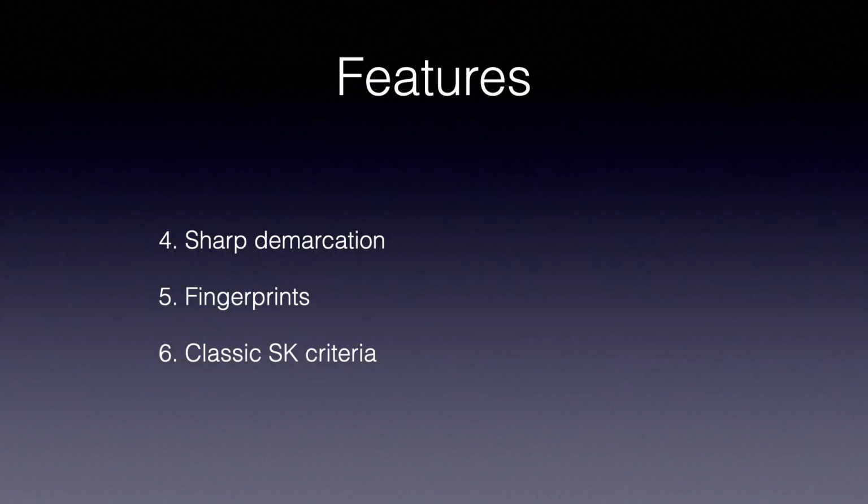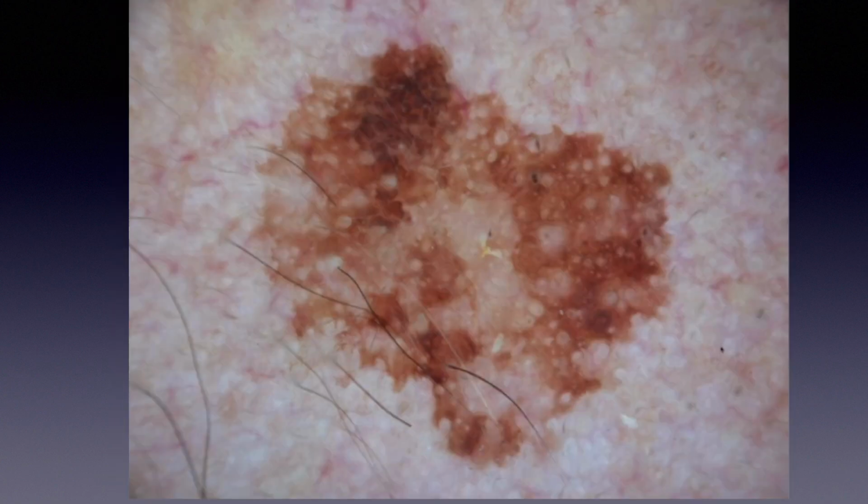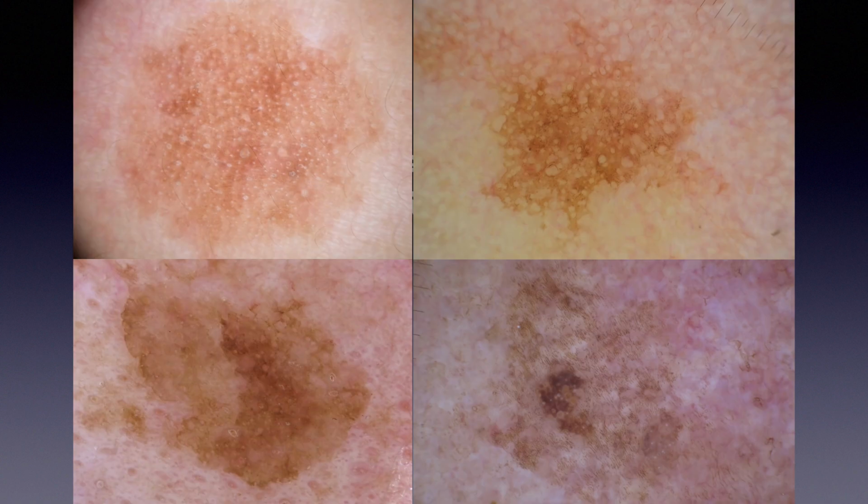While sharp demarcation, fingerprints, or other classic criteria that we already know are criteria of a seborrheic keratosis. So these fingerprint structures or the sharp demarcation are all criteria that will get us to the diagnosis of a solar lentigo or a seborrheic keratosis.